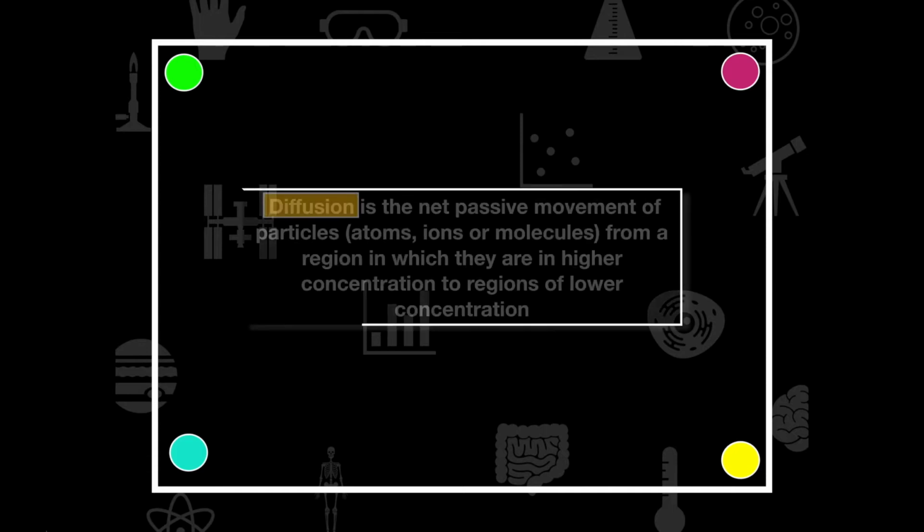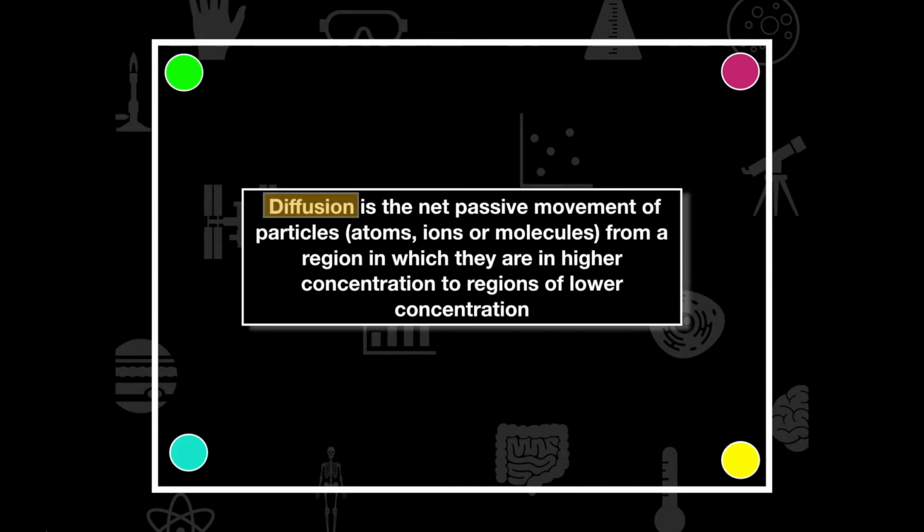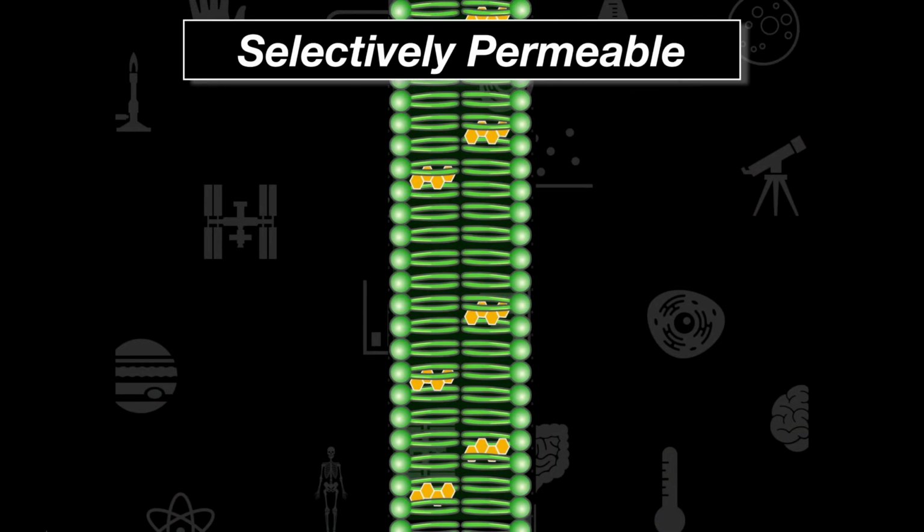We refer to this process in chemistry as diffusion, and diffusion is the net passive movement of particles, either atoms, ions, or molecules, from a region where they are in higher concentration to a region of lower concentration. That's all diffusion is, and it's a state of nature, and it's what particles naturally want to do. Now, I also want to think about the word selectively permeable.